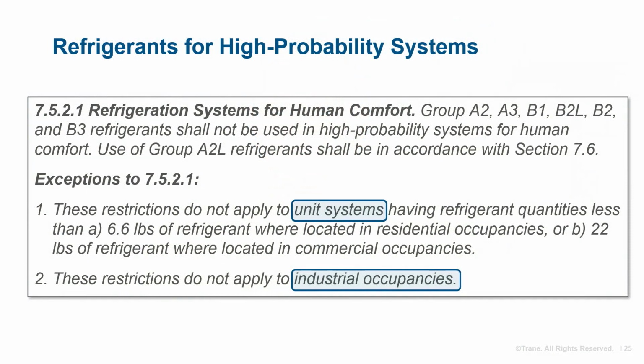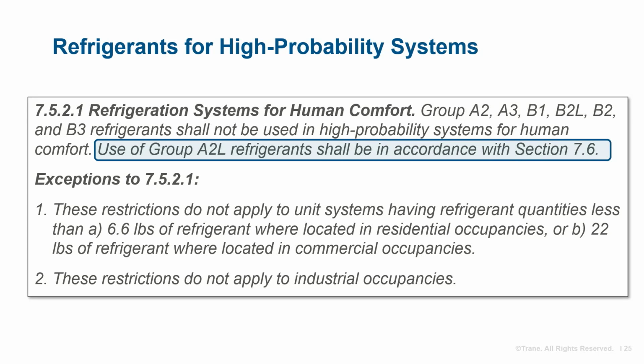Now, as I mentioned, other than these exceptions, only A1 or A2L refrigerants are allowed for use in a high probability system. But for A2L refrigerants, due to their flammability characteristics, the standard prescribes special requirements in Section 7.6. Chris will talk through those later in this program.